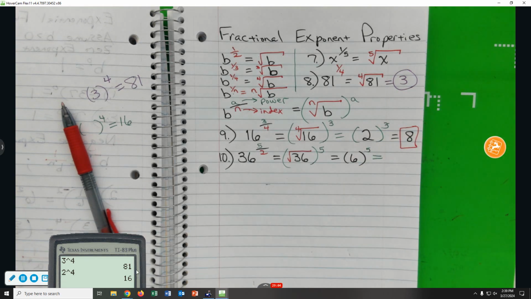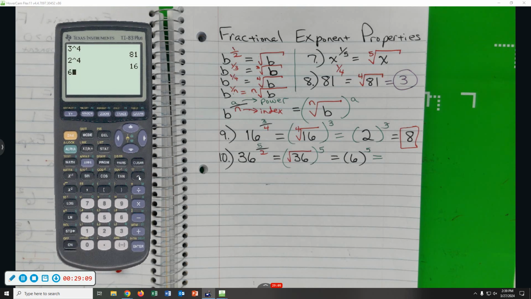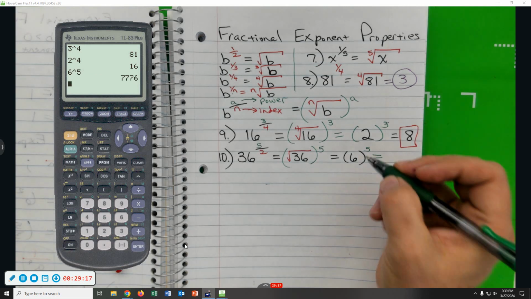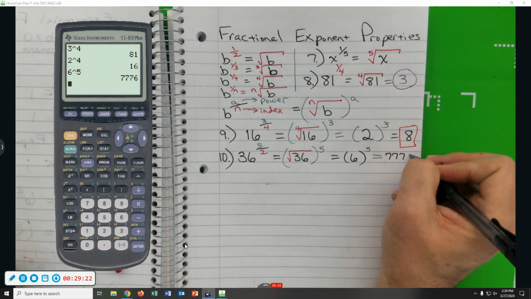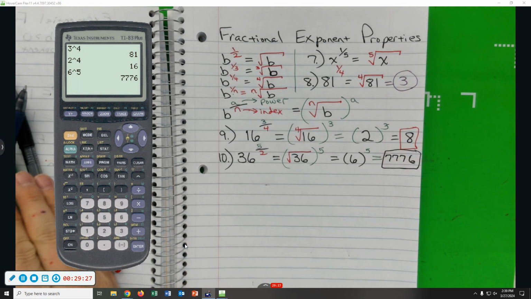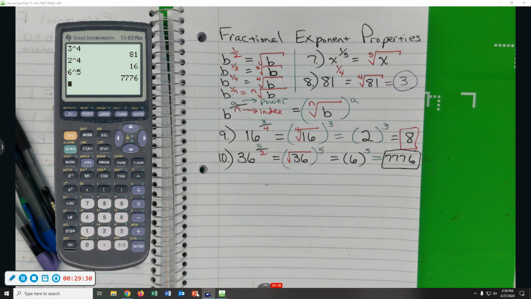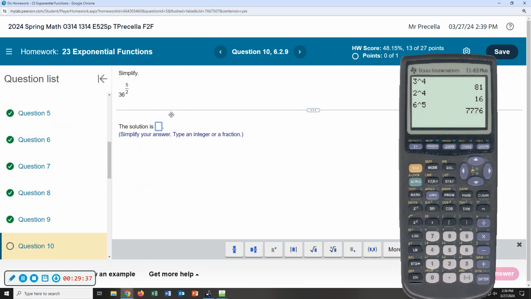Let me dig up my calculator again. Here it is. 6 raised to the fifth power gives 7,776. So 7776.